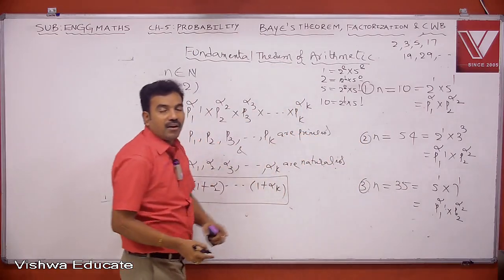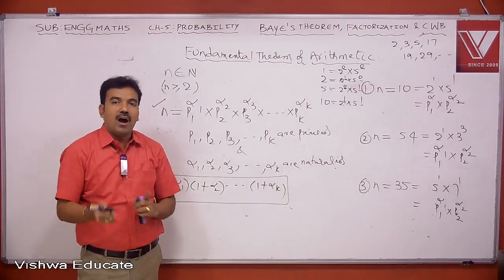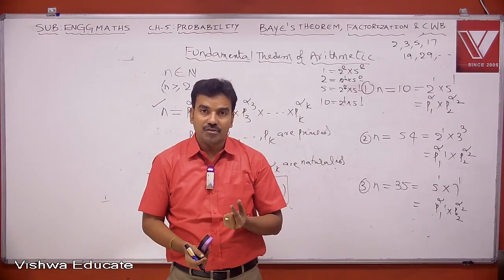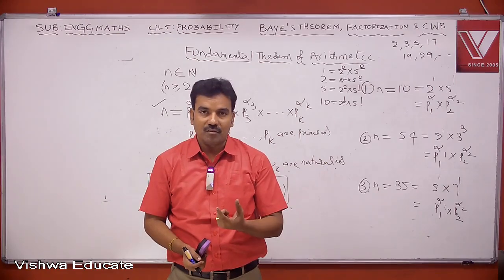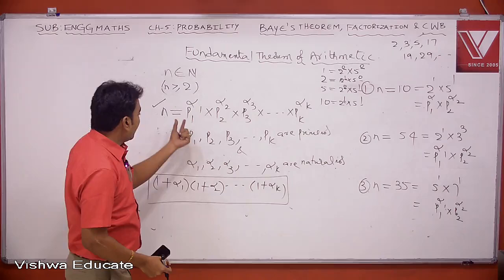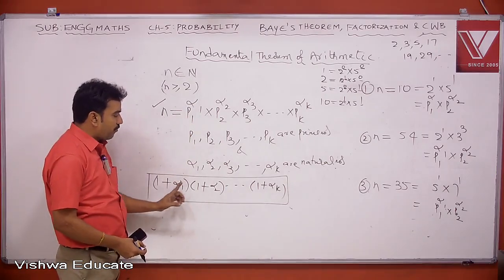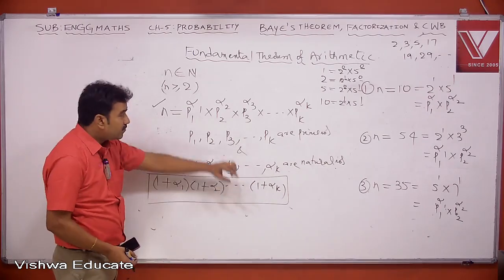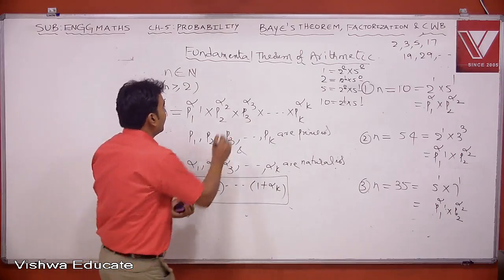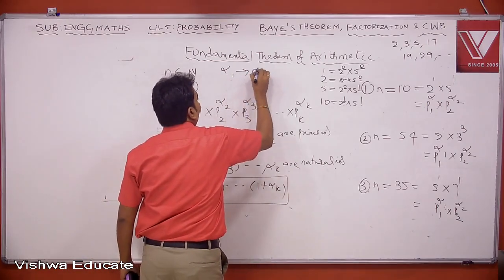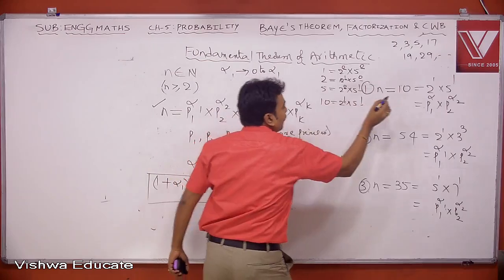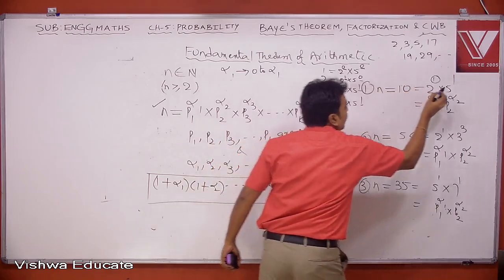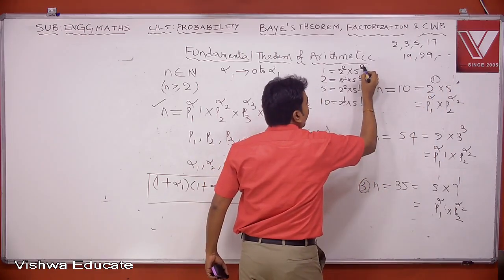That means alpha 1 ranges from 0 to alpha 1. Alpha 2 ranges from 0 to alpha 2. Therefore, it includes 1 plus alpha 1 values. It takes 1 plus alpha 2, 1 plus alpha 3, like this. Therefore, the total number of factors of this n is 1 plus alpha 1 into 1 plus alpha 2 into and so on 1 plus alpha k. Did you understand this? Alpha 1 varies from 0 to alpha 1. Just like this. Here alpha 1 is 1, so here I wrote 0, 1. Alpha 2 is 1, so you can write 0 or 1.